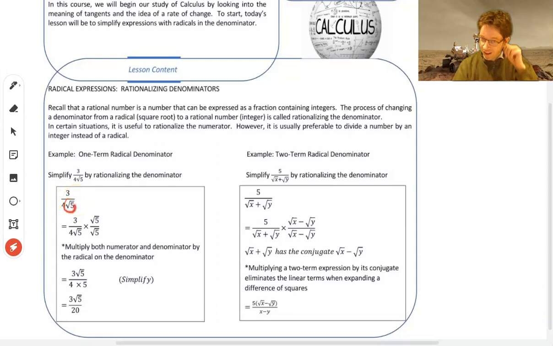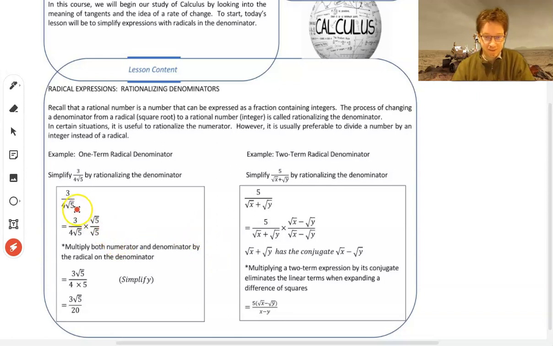Okay, that root 5 is not a rational number. So remember, a rational number can be an integer, or pretty much any fraction would work. Right? But root 5 doesn't work. So that is what we call a radical. So what we want to do is remove the radical from the denominator, because it's a lot easier to divide a number by an integer than to divide a number by a radical.